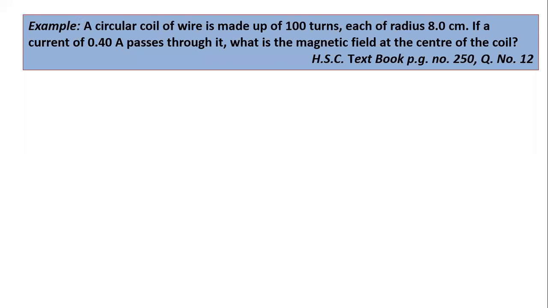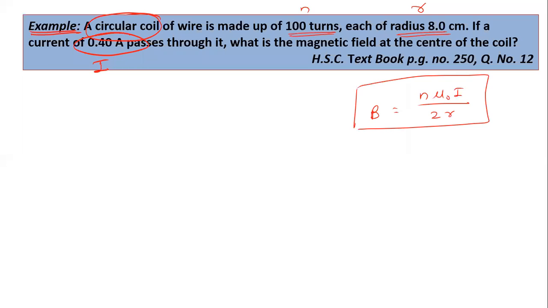Now we have to see one problem based on this article. Let me explain this problem. A circular coil, made up of 100 turns, so N is 100, each of radius 8.0 centimeter. If a current I of 0.40 ampere passes through it, what is the magnetic field at the center of the coil? We already learned the magnetic field at the center of the coil is N mu 0 I divided by 2R. So this is the formula. In that formula, we have to substitute values to get the answer.